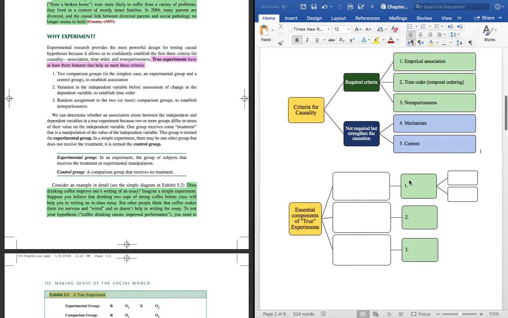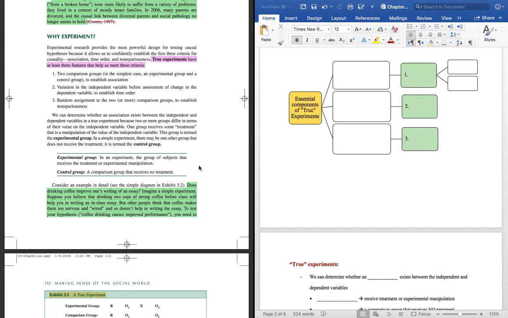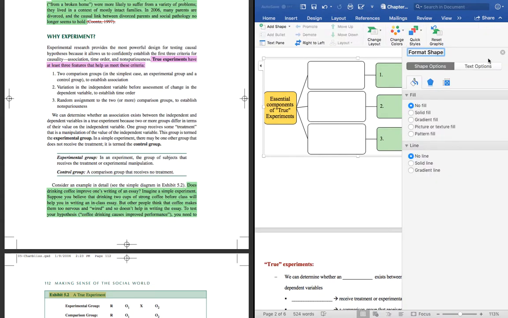Okay, so in the next section of the article, we are going to talk about the essential components of true experiments. These are the three essential components of true experiments here. So I have it in a graph or a diagram.